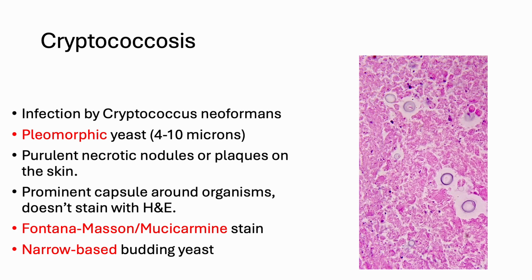Cryptococcus neoformans infection. The histologic features include the features I mentioned in the previous slide, including the size variability, which means the yeasts are very pleomorphic. Also, they can stain with Fontana-Masson and mucicarmine. Also, you can see the narrow-based budding yeast. Those are the features of Crypto.